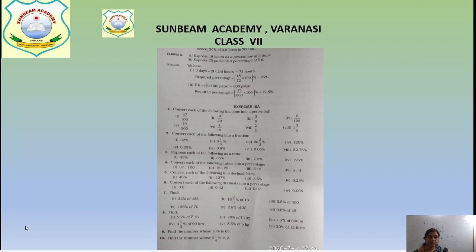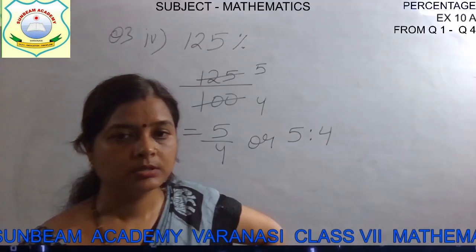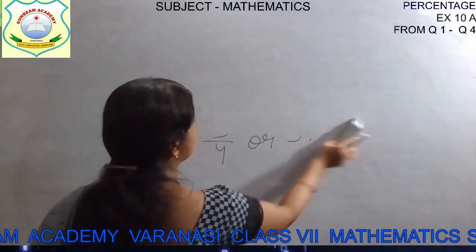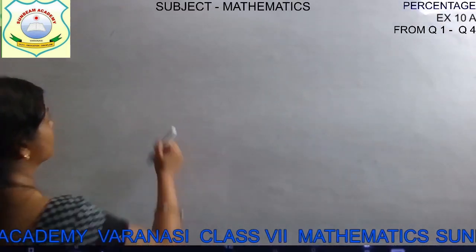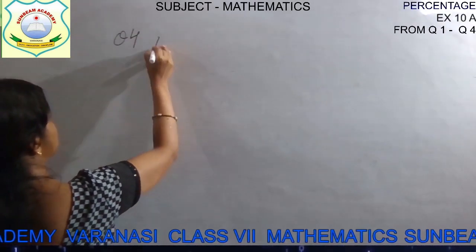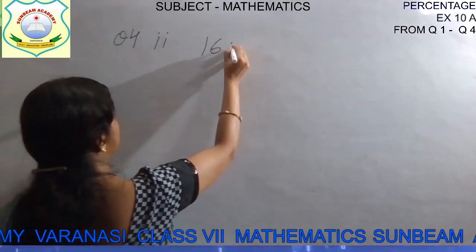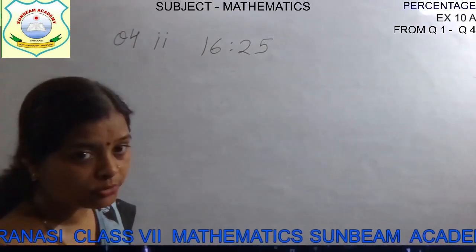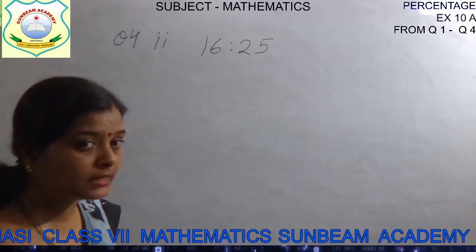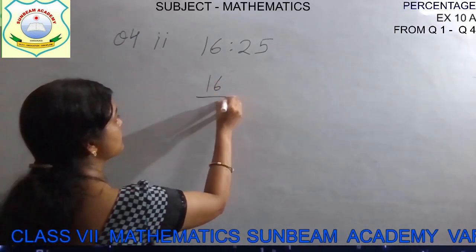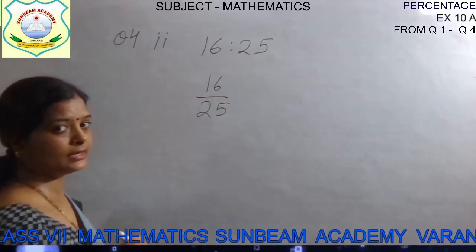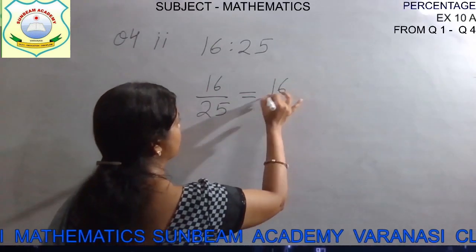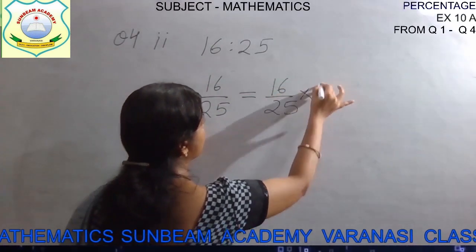So see the question first. Question number 4, second part: 16 is to 25. It is in ratio form. You have to convert it into percentage. So first write it in fractional form. Can we write it? Yes. 16 by 25. Now it can be written as a fraction multiplied by 100.